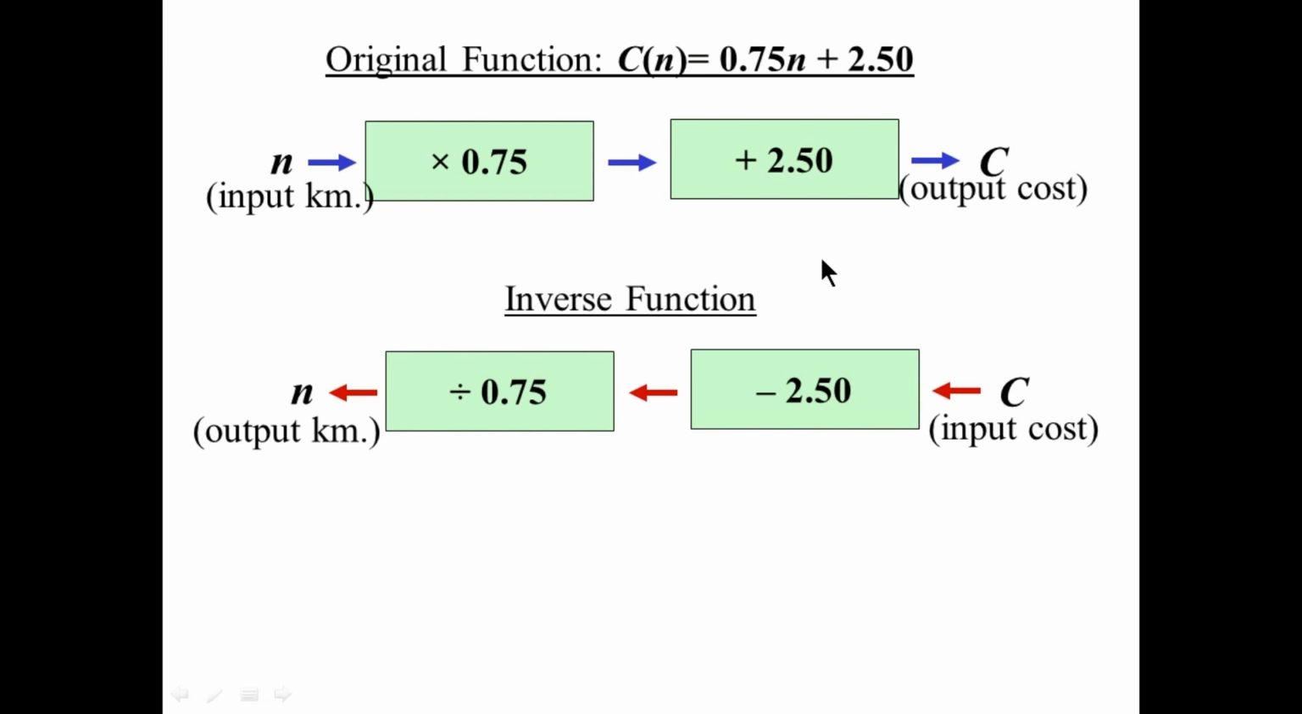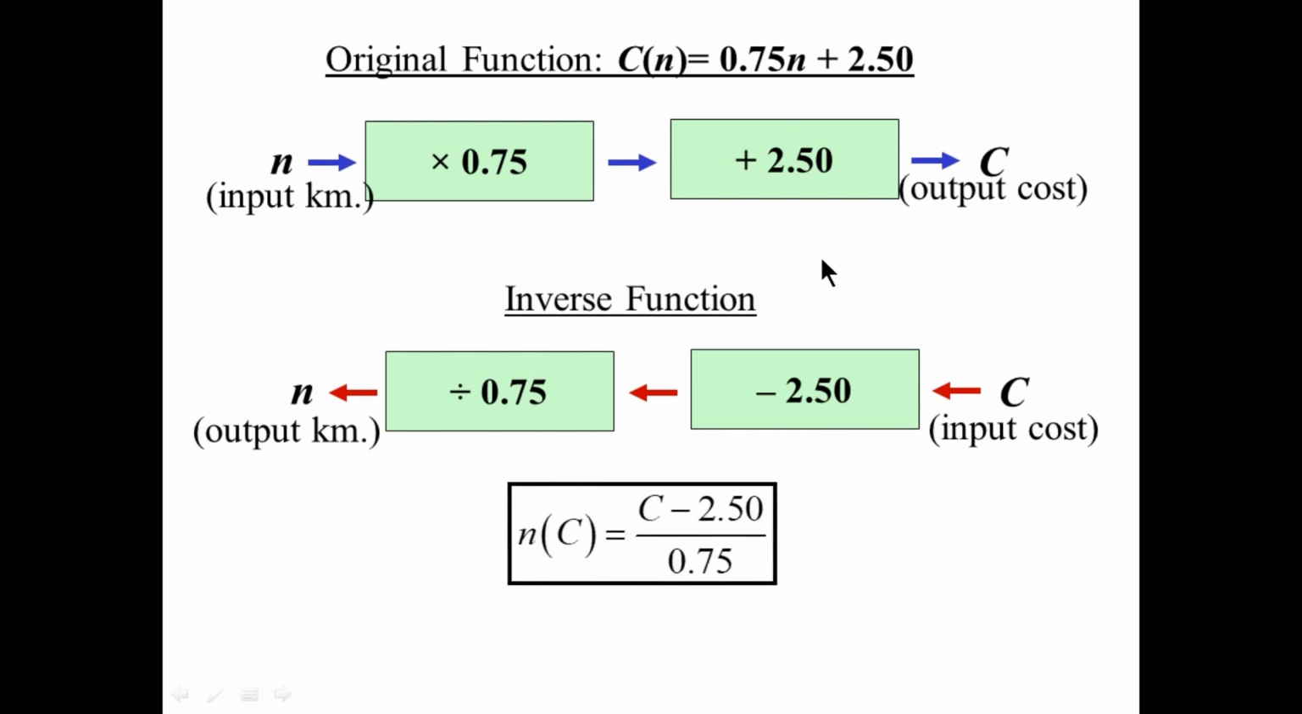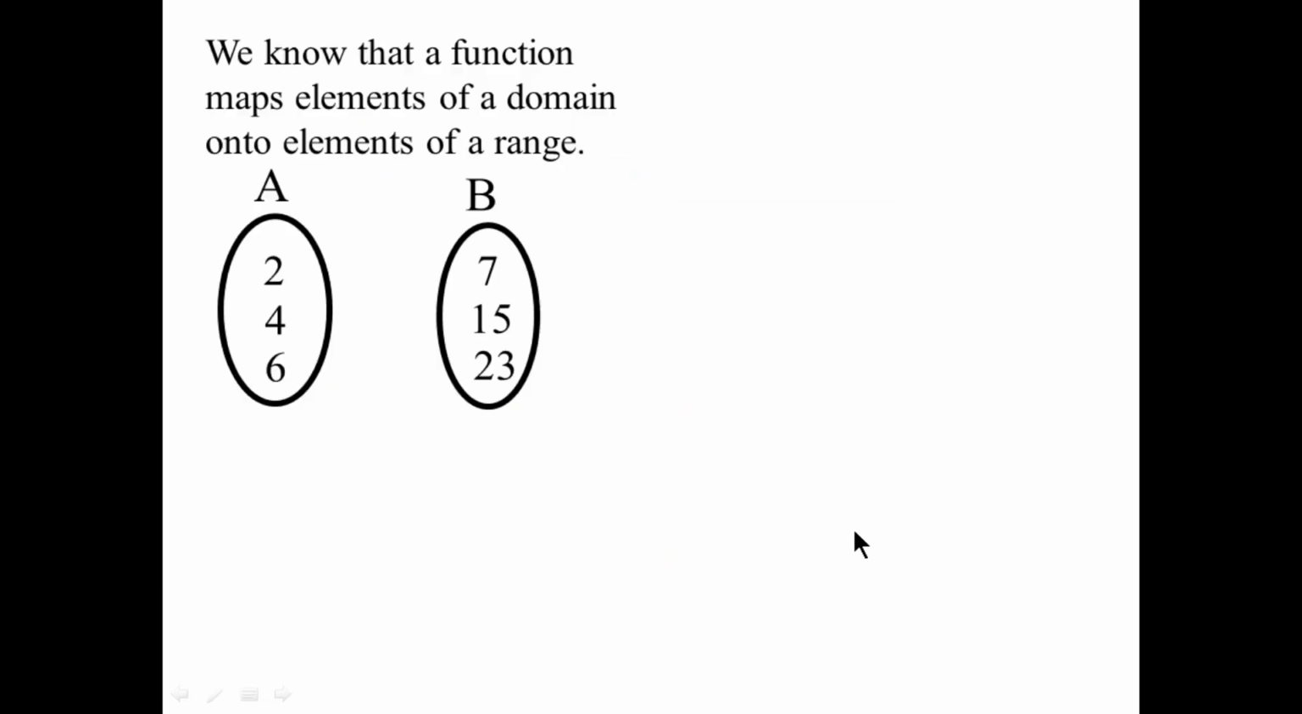So what we would like is an equation that represents this inverse function. And in this case, we can see what it is. Take the cost, subtract 2.50, and take that result and divide it by 0.75. This is the idea of an inverse function. It undoes what the original function did.